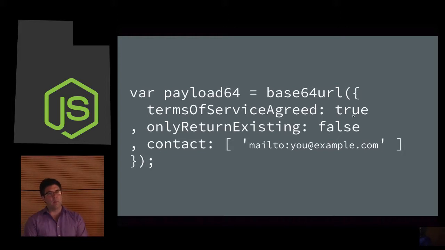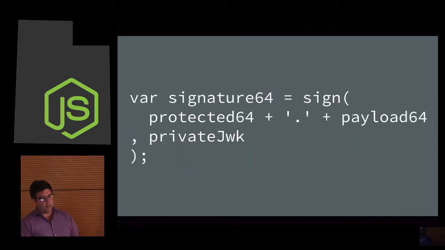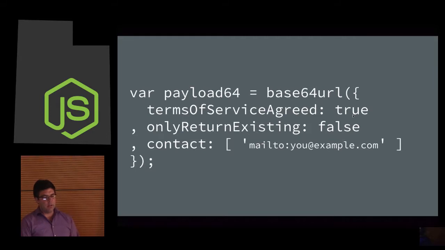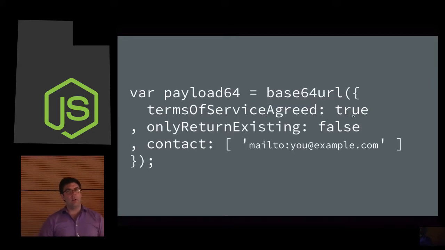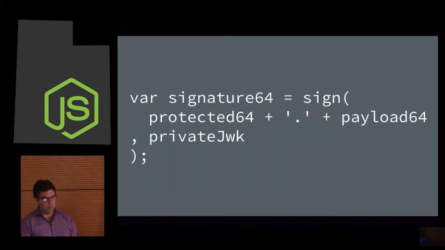And then contact, which can be a URL, which I don't know what their webhook API is for URLs, or it can be an email address. And then for the signature, you sign protected plus dot plus payload, and then you use your private key, and you get back your signature. And the reason that these all say 64 is because they have to be base64 encoded URL safe. So it's slightly different from average base64.